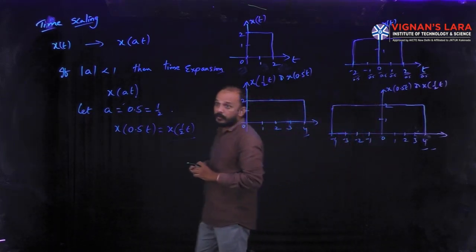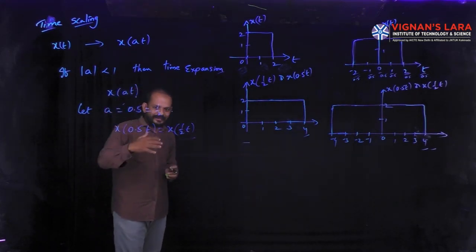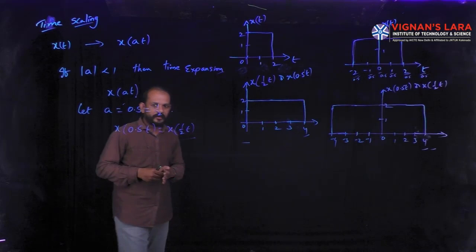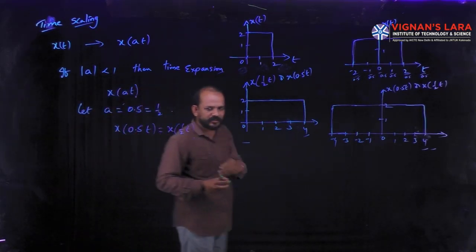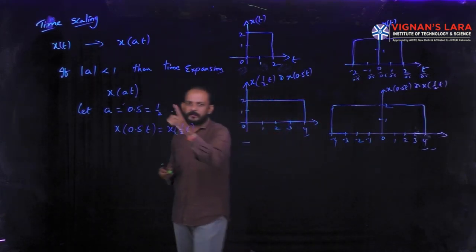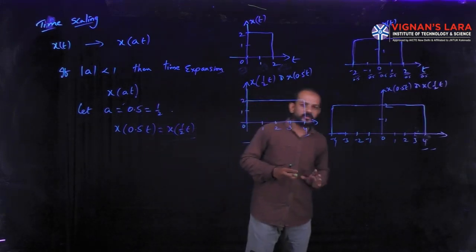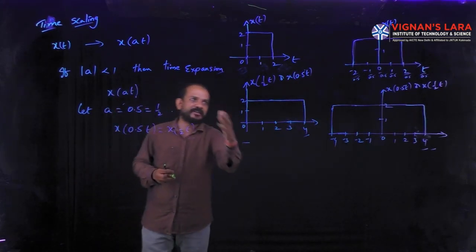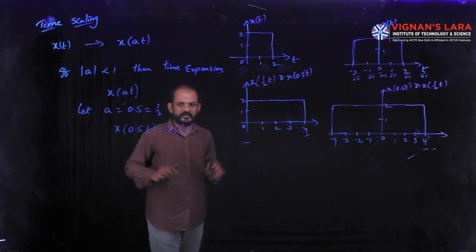Now remember one thing. This time scaling will result in either time expansion or time compression based on the scaling factor a. Here I have taken it as a, you can take anything, alpha, whatever it may be. Generally this a value is always positive. So for time compression I had given 3 examples, and for time expansion 2 examples. So you can be clear with this time scaling.